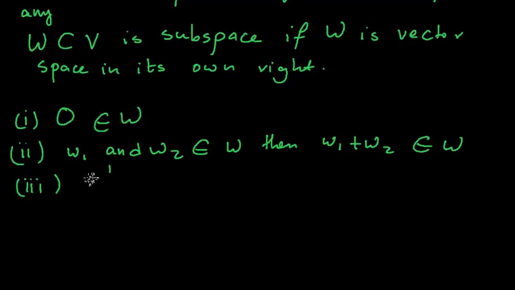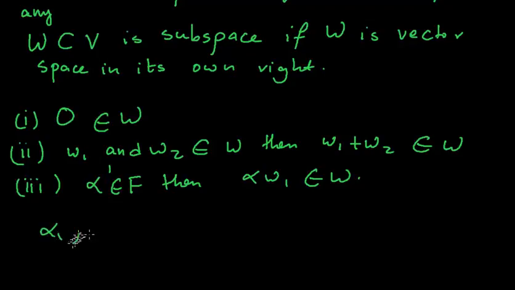Next, let's consider alpha belongs to F, then alpha W1 also should belong to W. The scalar multiplication of W1, any element inside W, if the scalar multiplication of it is also contained inside W, then it is also a sub-vector space. These are the 3 properties, and there's one way to test the last 2 properties at once. So this is, 0 should belong in W. That's one. These two can be summarized as a single property.